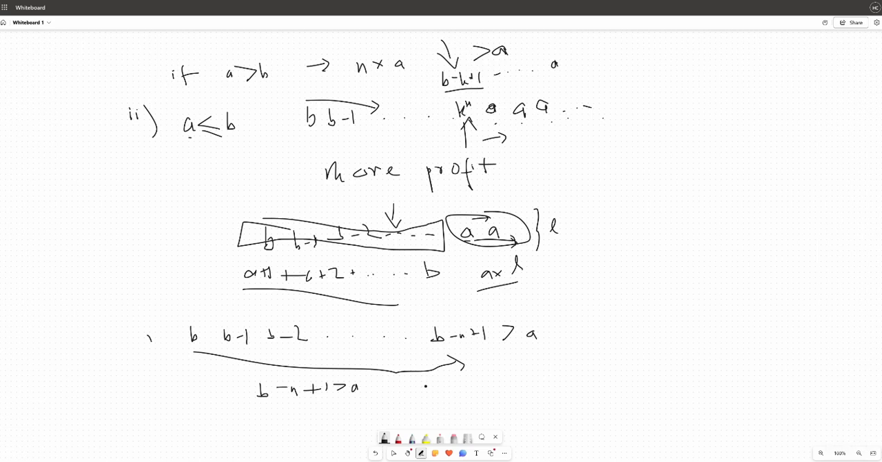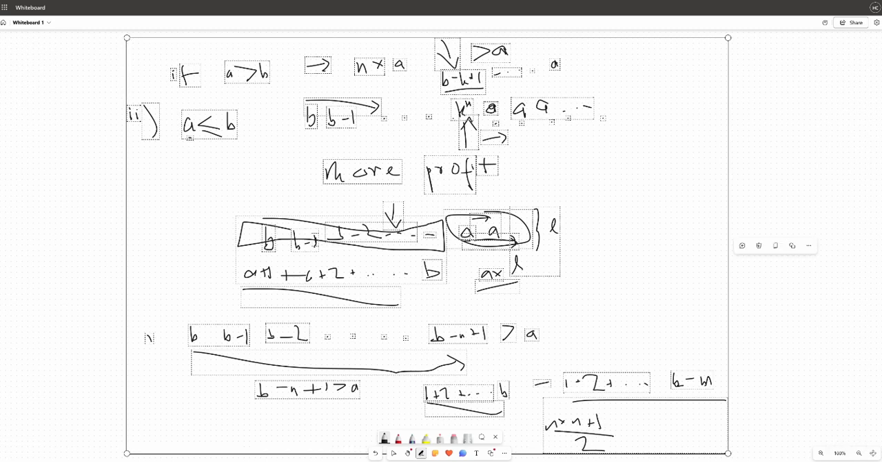The sum of these values will be B plus B minus 1 plus up to, this is B minus n plus 1, so this will be B minus n. So we can use the formula of summation of 1 to n, that will be n into n plus 1 by 2. We all know that, right? Okay, so let's just clear the screen.